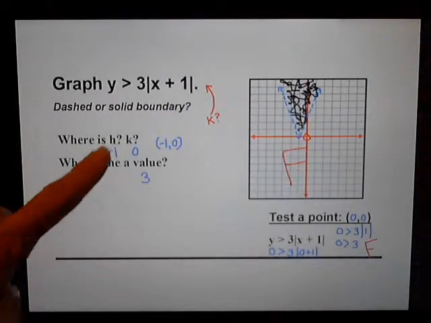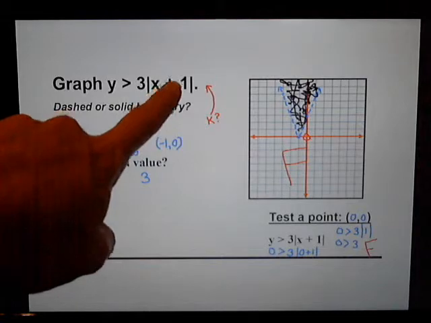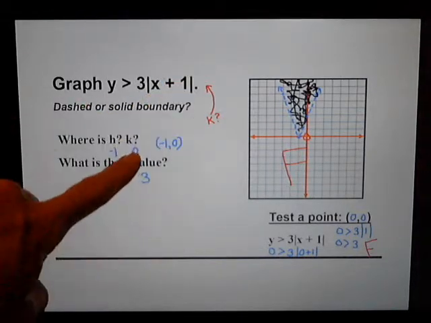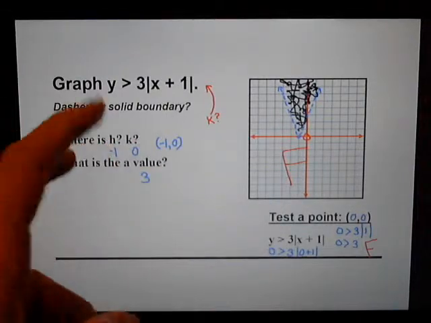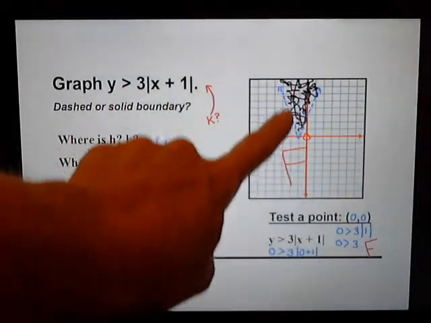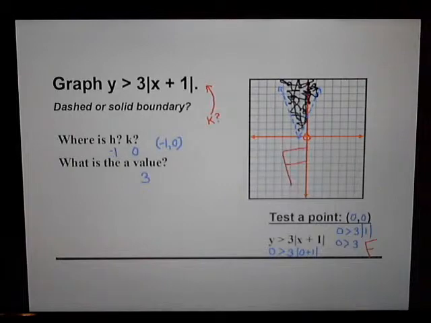So when we look at it, h was -1 inside here. Remember, it changes the sign. K, I had no k. And I had an a value of 3, which was sort of the slope. So it made it a skinnier V graph.